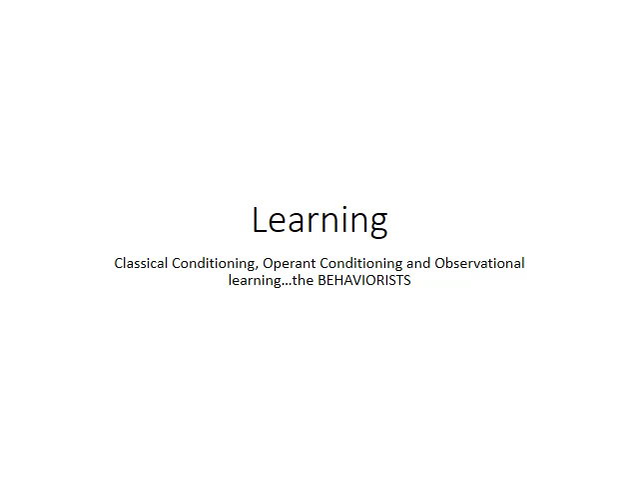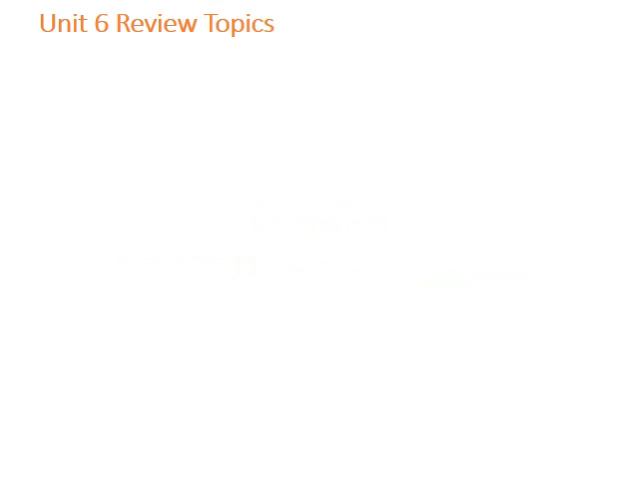Hi guys, welcome back to another speed talking review for AP Psychology. This one will be based on learning. And remember, learning is a relatively permanent change in an organism's behavior due to changes in the environment. So with this one, we'll talk about classical conditioning, operant conditioning, and observational learning. But ultimately, this is all about the behaviorists.